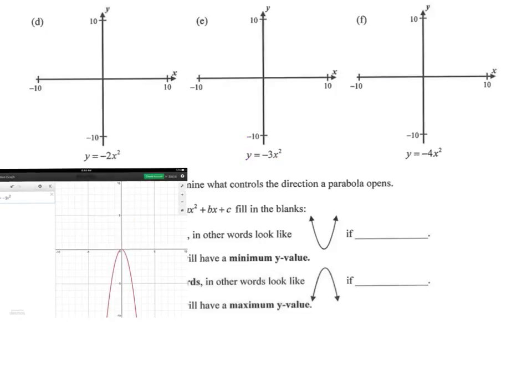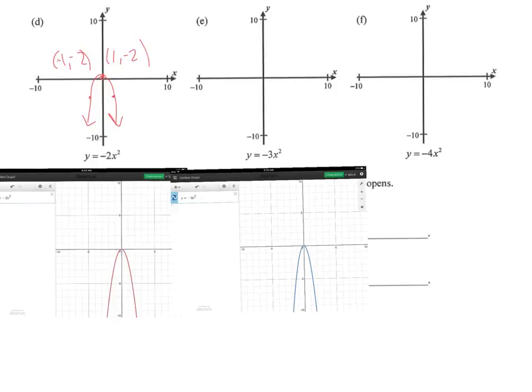So our first graph, y equals negative 2x squared. You will see that our y-intercept is 0, 0. Our first point it goes through is 1, negative 2. The second point is negative 1, negative 2. It goes through this way. For the next one, the y-intercept is 0, 0. The first point goes through 1, negative 3, negative 1, negative 3, so it's an even skinnier graph.